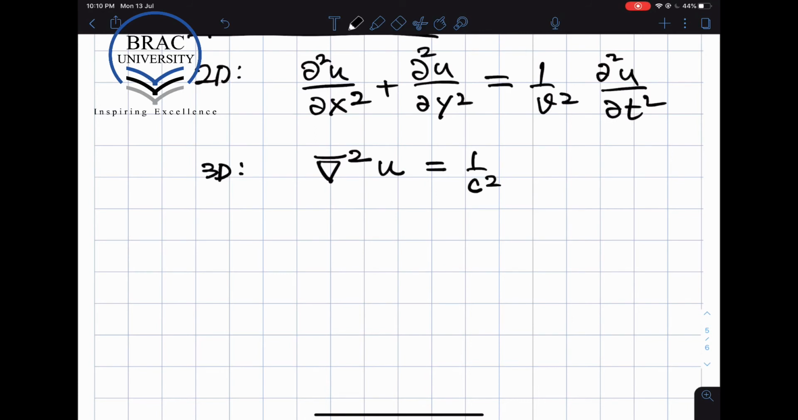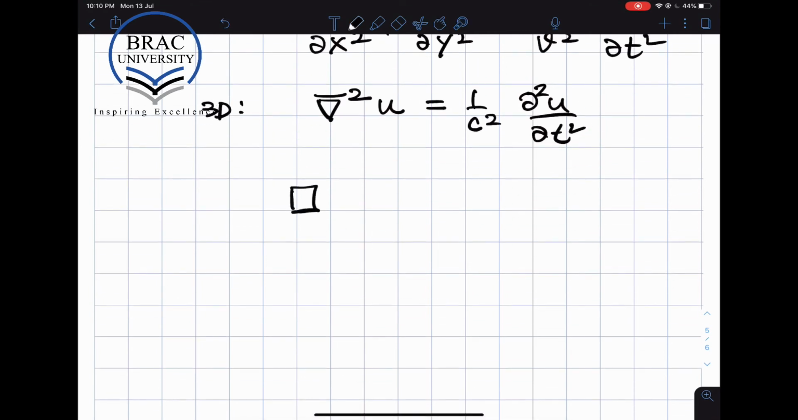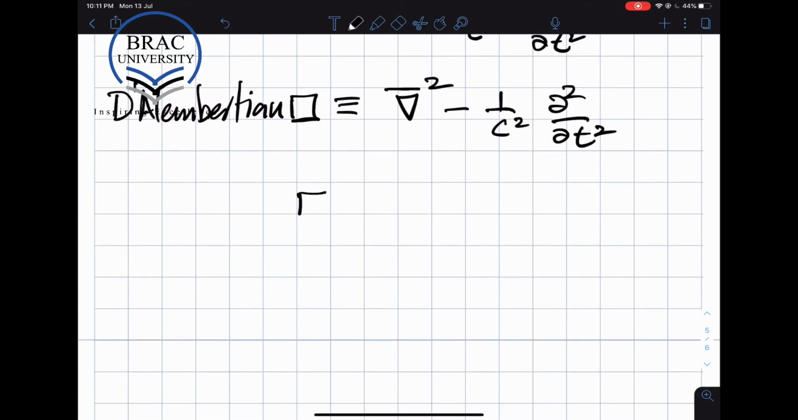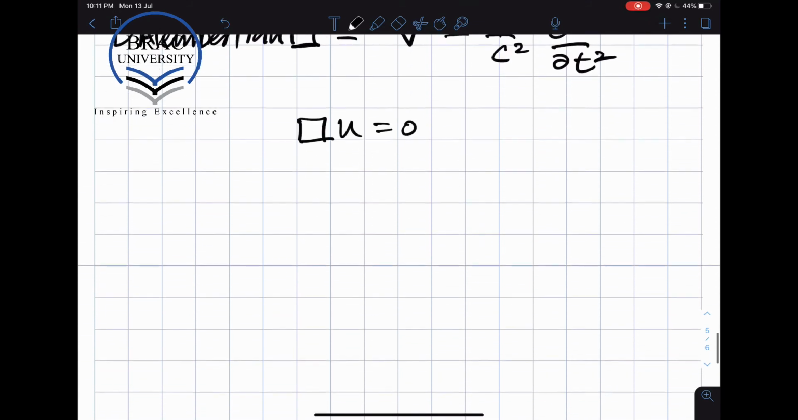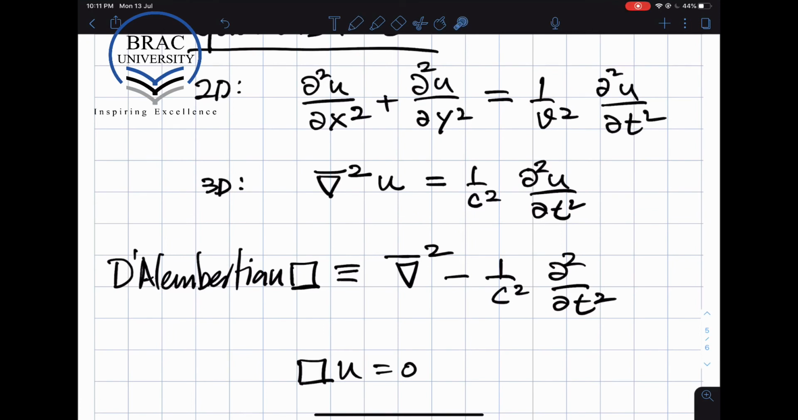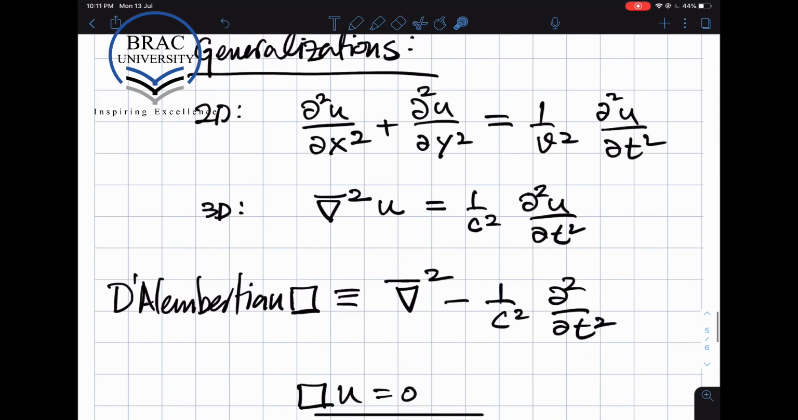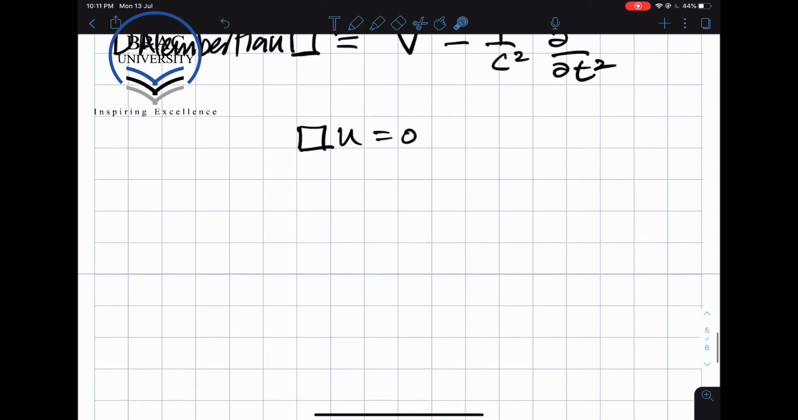Here c is the speed of the wave. Sometimes this equation is written in a shorthand form by introducing an operator called the D'Alembert operator, which is a box. The D'Alembertian is a linear operator which generalizes the Laplacian. In terms of the D'Alembertian, the 3D wave equation is just this. You might ask, where can I get a wave of this form? You can show that from Maxwell's equations you can derive such a wave equation, and that is going to be our next topic.